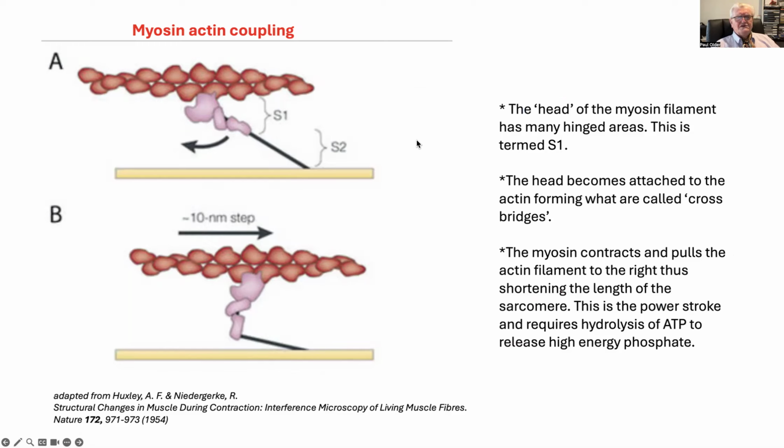Well, how does it achieve this? Well, this is your actin thin filament, and this is your myosin. And the myosin has a head on it of many hinged areas. And when that forms together like that, they're called a cross bridge. The myosin then contracts and pulls the actin filament into the A band. And this is the power stroke and requires hydrolysis of ATP to release high energy phosphate.